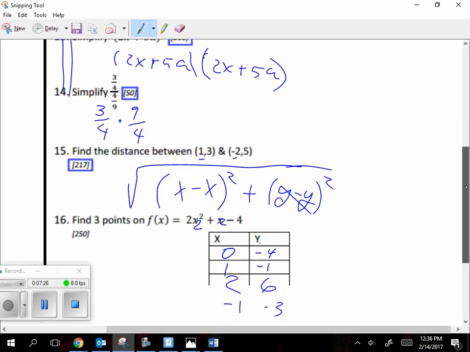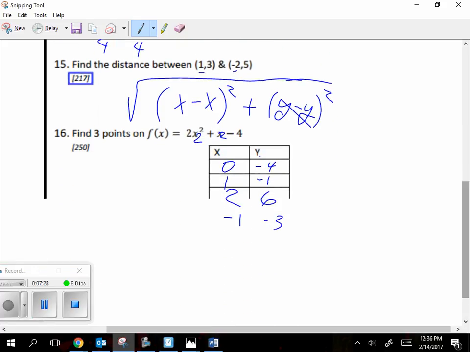On number 15, that's the distance formula. Hopefully you have a good way. I tell the kids a story on how to memorize that, but I won't reiterate that right now. And that one comes out to the square root of 13, by the way, if I never actually said the punchline. Square root of 13 was the answer there.